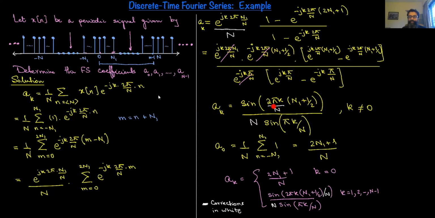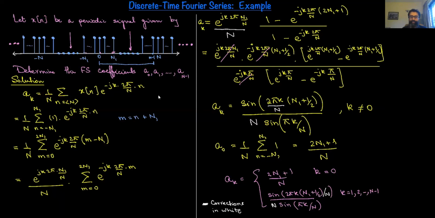But there's a slight bit of a problem when k equals 0. When k equals 0, the numerator turns out to be 0. The denominator turns out to be 0 as well. And therefore you can apply L'Hopital's rule. I think that's what you were trying to do, or you just go back to seeing what A naught is.